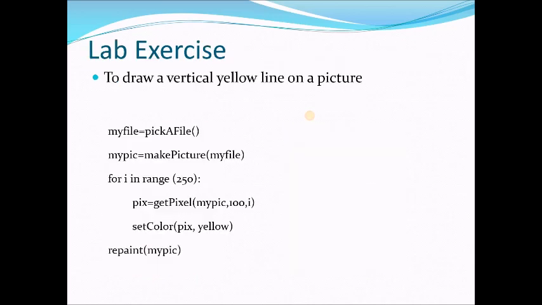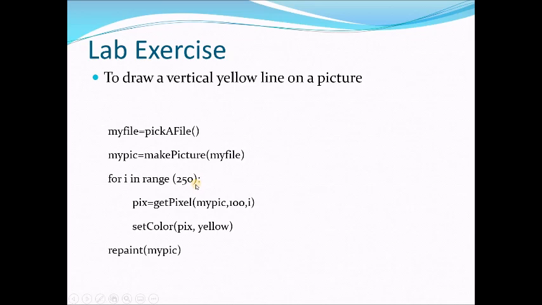Here is a small code given to you. Run this code and try to see what happens. This code will show you how to draw a line on the picture. Let me explain a little bit. You know what is pick a file and make picture. After making a picture, what is this range function, which I told you about recently?